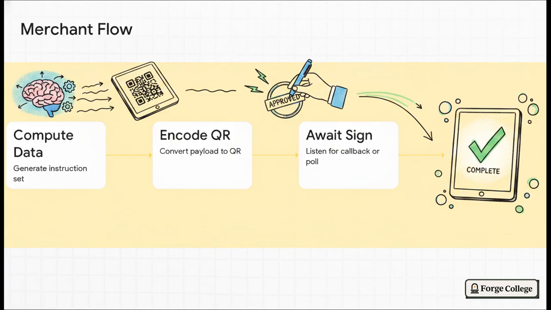You must deterministically compute the exact instruction set, encode it cleanly into that QR code, patiently await the digital signature, and then finally update the tablet UI. You're basically setting the stage perfectly and then waiting for the network's official seal of approval.